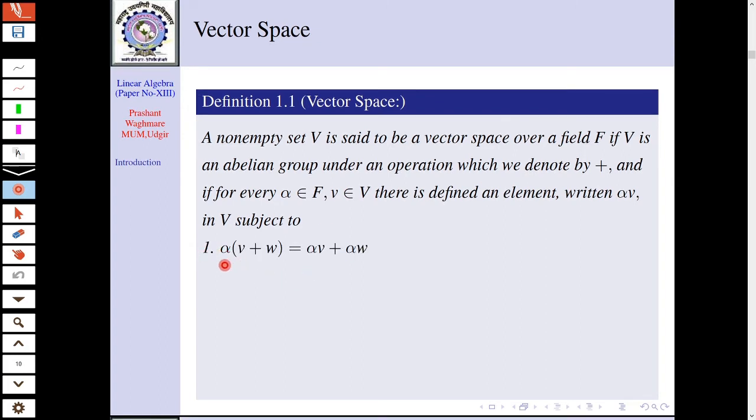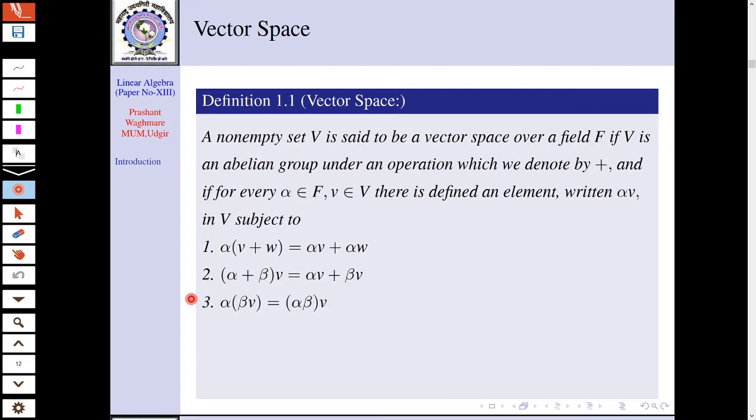That means the first property is: alpha into (V plus W) is the same as alpha V plus alpha W. And the second one is (alpha plus beta) into V. That means you are distributing that V over alpha plus beta, so alpha V plus beta V. In the same way, the third property is alpha into (beta V) is the same as (alpha beta) in bracket into V. And the last one is 1 into V is the same as V.